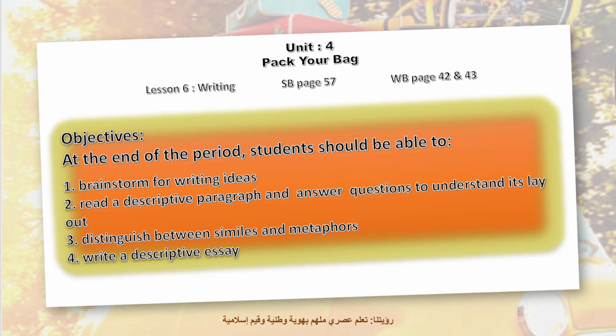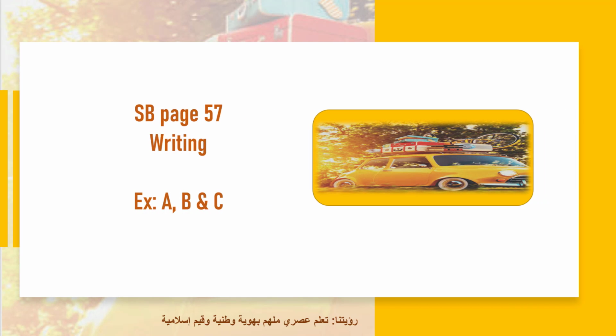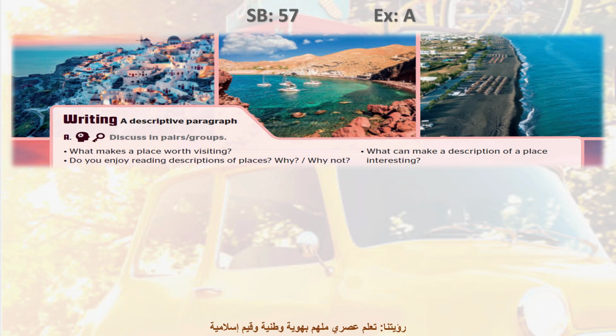Let's start today's lesson. Open your student books page 57 to do exercises A, B, and C. Exercise A. In exercise A, we have 3 questions. Question number 1. What makes a place worth visiting? Question number 2. Do you enjoy reading descriptions of places? Why or why not? And question number 3. What can make a description of a place interesting?